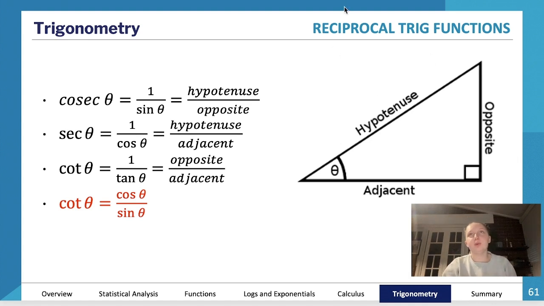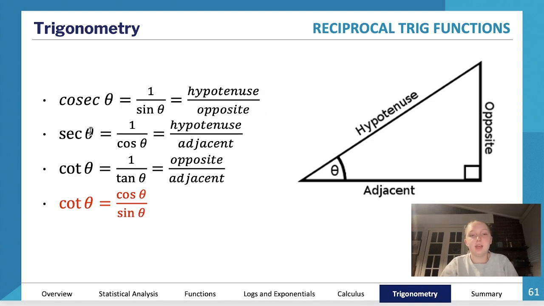Okay, so hopefully all of you guys have seen these before and you're familiar with your reciprocal trig functions. So you've got cosec, which is 1 on sine theta, which is just the reciprocal of sine, which becomes the hypotenuse over the opposite.